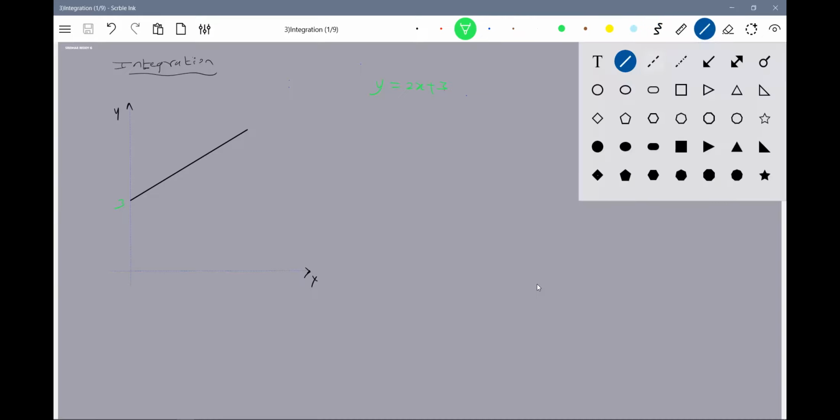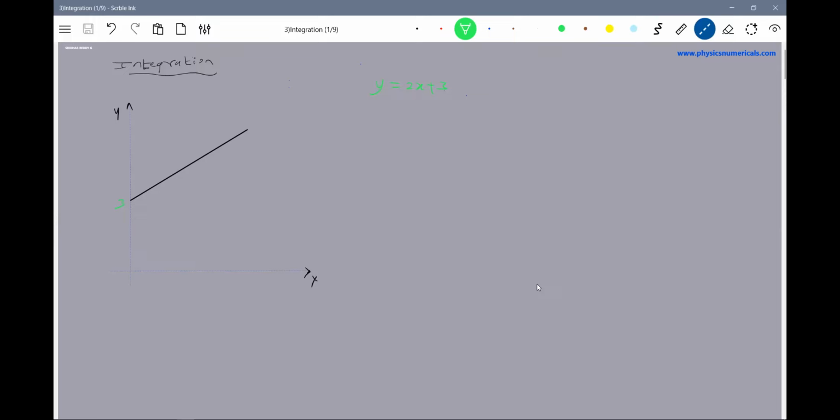Let me ask myself a small question. I'm just picking up 2 points. So what are the positions of those points? Let this be 4, let this be 6. This is x1, this is x2. Corresponding to that, we'll get y1.